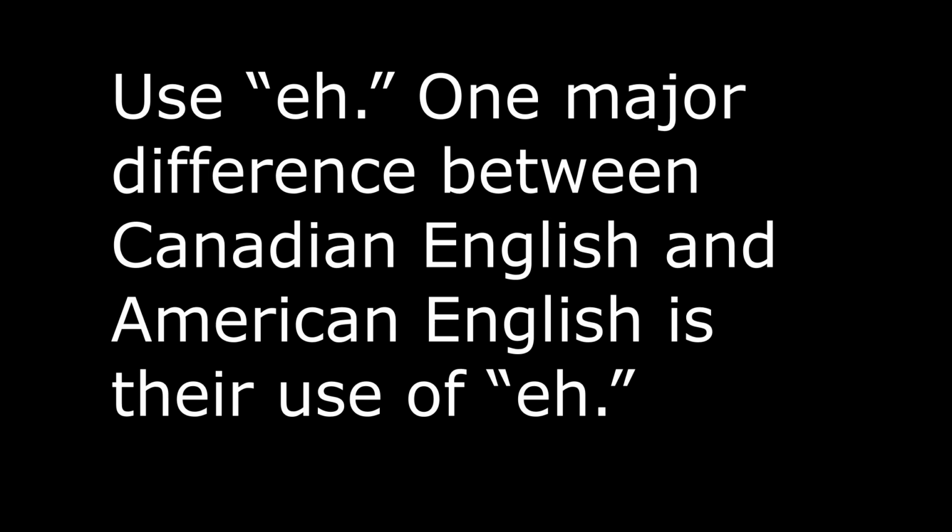Incorporating Canadian slang. Use "eh". One major difference between Canadian English and American English is their use of "eh". Canadians use this word or sound instead of things like "huh". They also use it to indicate they want someone to repeat or explain something that was just said, instead of other question words like "pardon" or "excuse me". For the Canadian pronunciation, "eh" rhymes with "hey". A Canadian might say, "The weather's nice, eh?" Whereas an American might say, "The weather is nice, huh?"